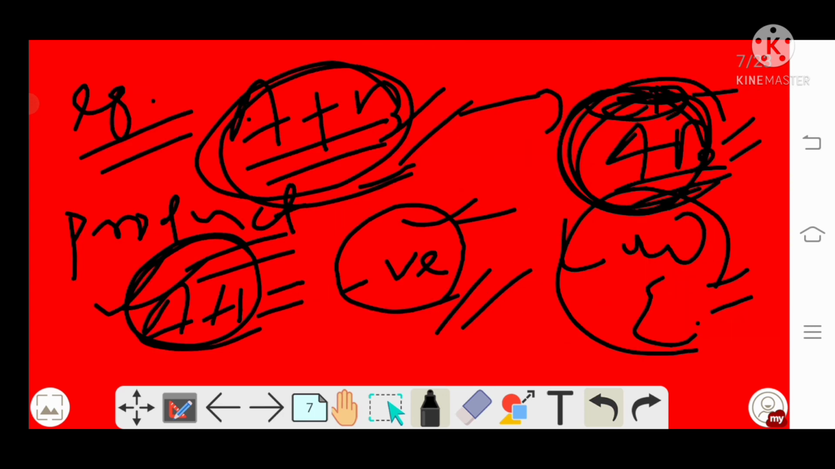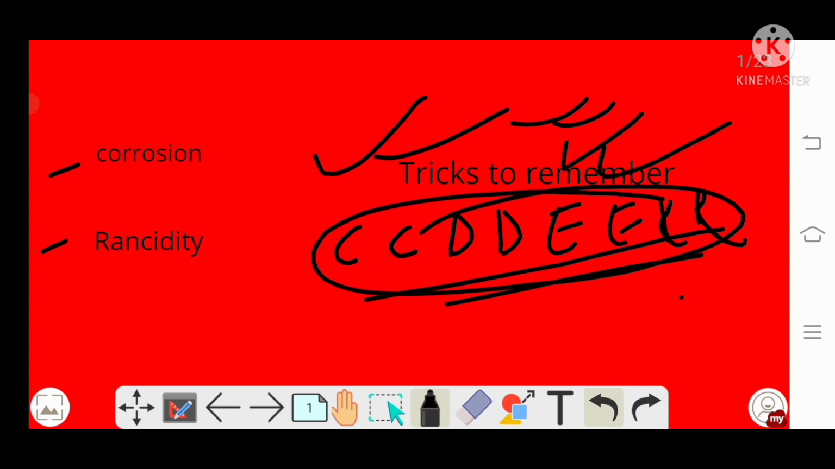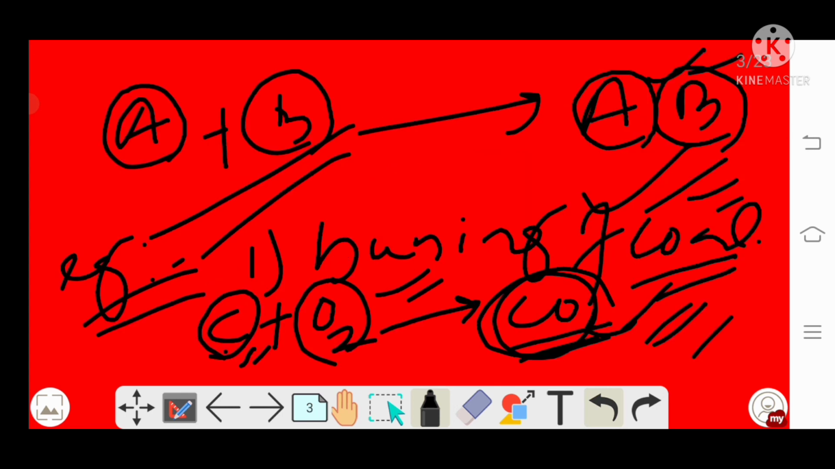And the main point, the trick to remember: how do you remember the types of chemical reaction? C C D D E E R R, the trick to remember. What is a combination reaction? In a combination reaction, reactants join to form a single product. Combination means joining.